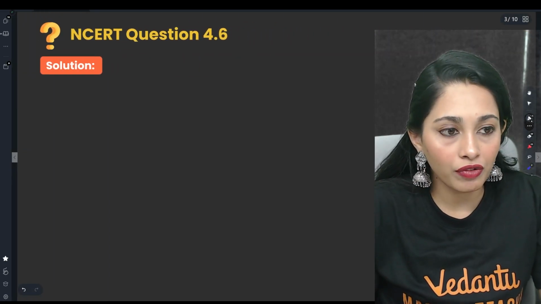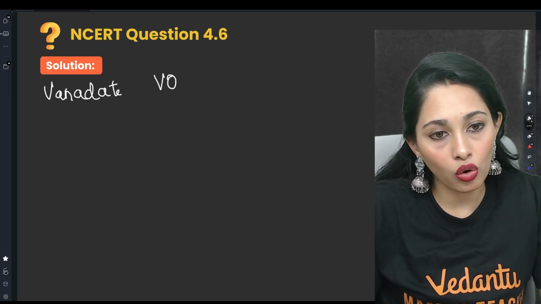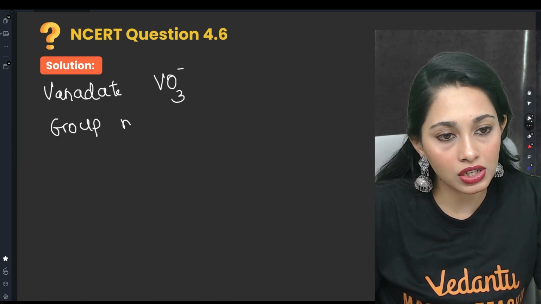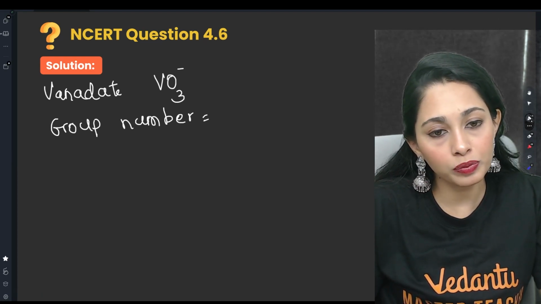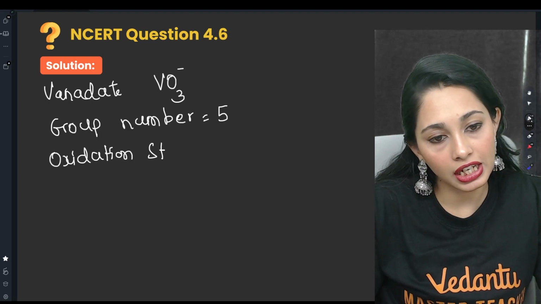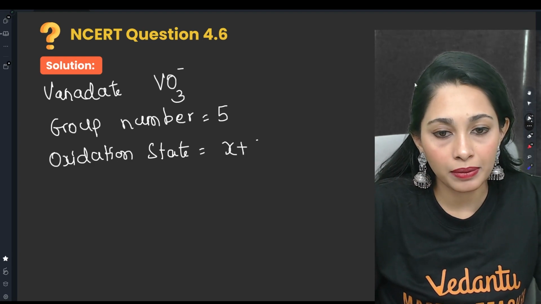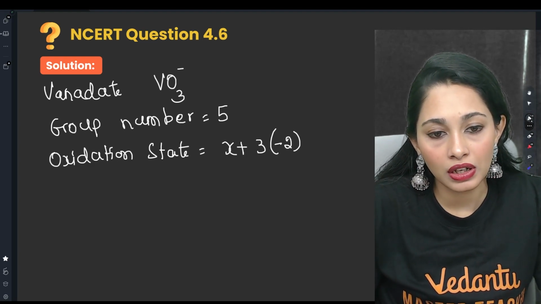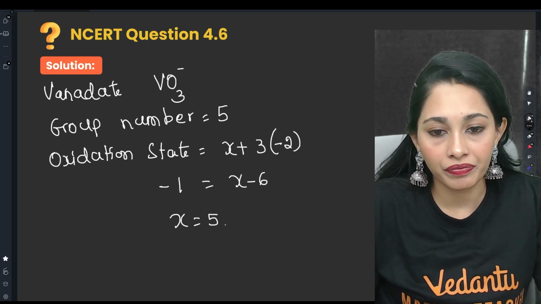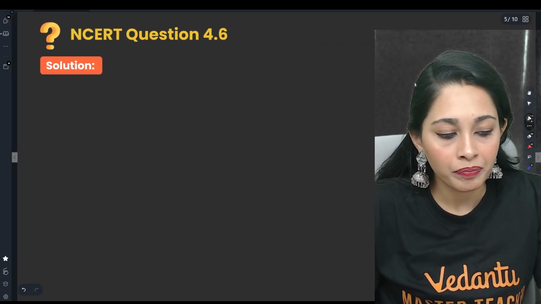Next one, we have vanadate. Vanadium is also a transition metal. So VO3 minus. The group number to which vanadium belongs is 5. Let's see the oxidation state here. X plus 3 into minus 2 is equal to minus 1, so X minus 6 is equal to minus 1. X will be equal to 5. So group number and oxidation state are equal even here. Vanadate.